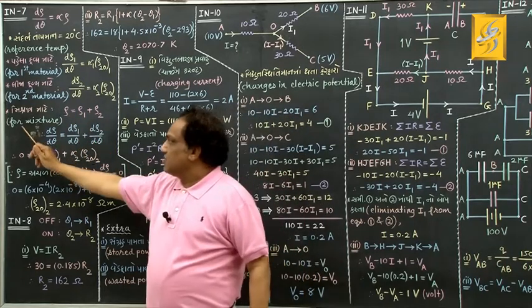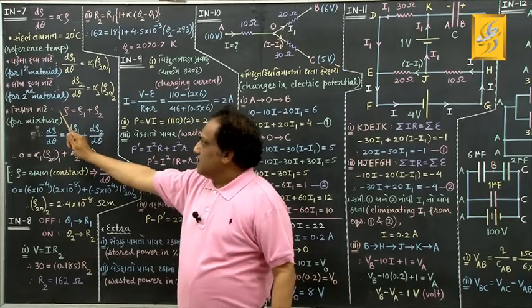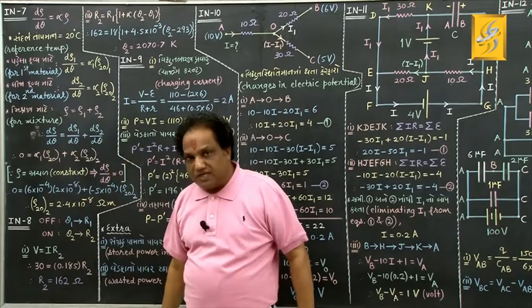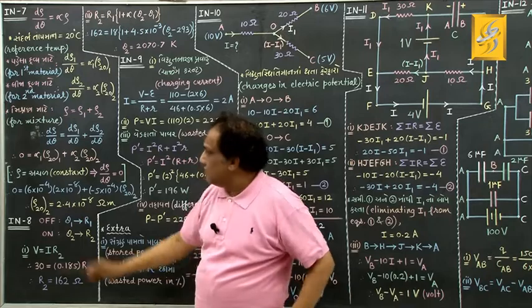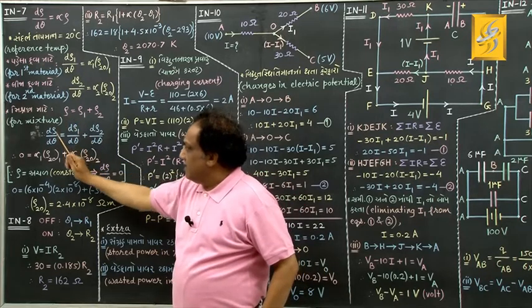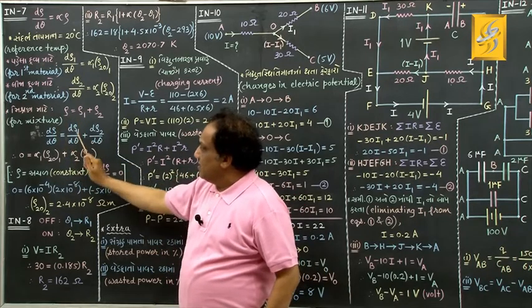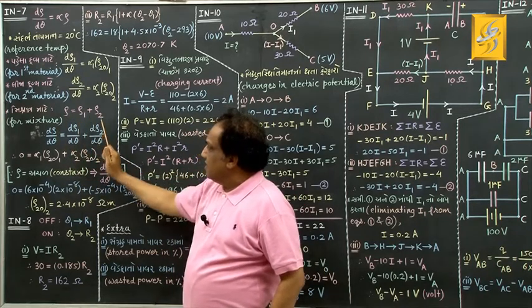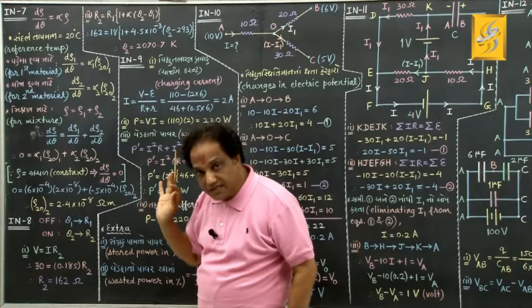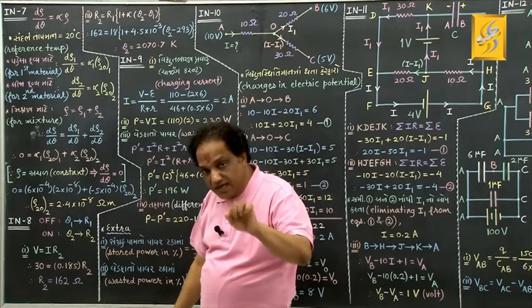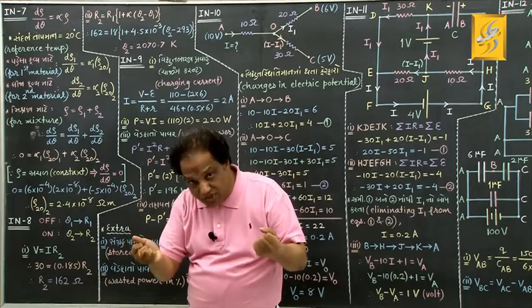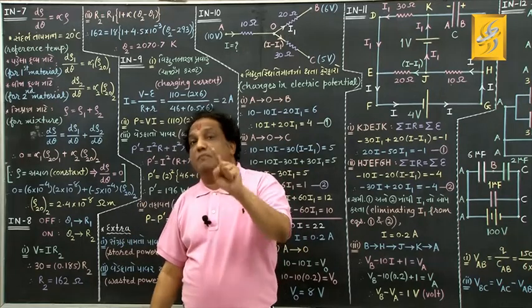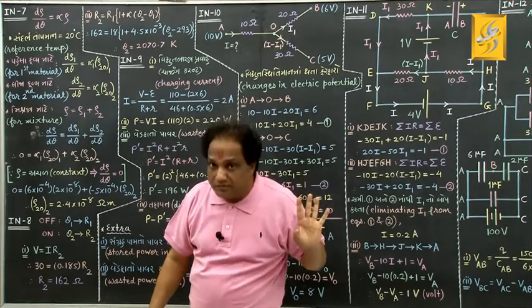That is for the mixture. Just take d by d theta on both sides. D by d theta is the derivative with respect to temperature. So I am writing here d rho by d theta equals d rho 1 by d theta plus d rho 2 by d theta, correct? But what additionally they have said in the statement, we are supposed to prepare a mixture whose resistivity must not change with temperature.